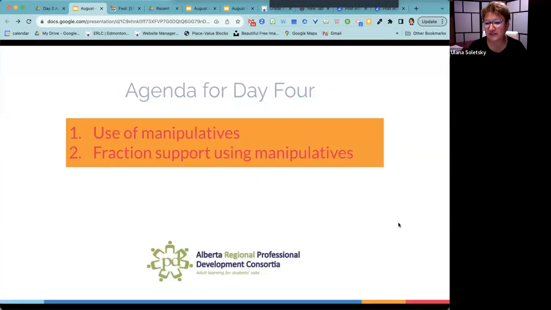The agenda for today is a very short agenda. It's just about the use of manipulatives, and we will do a few tasks for fraction support using manipulatives. The two manipulatives we will use today are pattern blocks, and we will also use Cuisenaire rods. Two of my absolute favorite manipulatives for fractions.